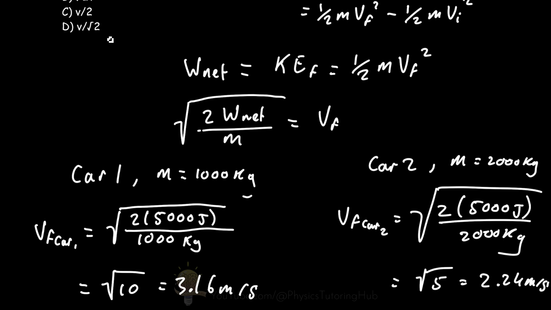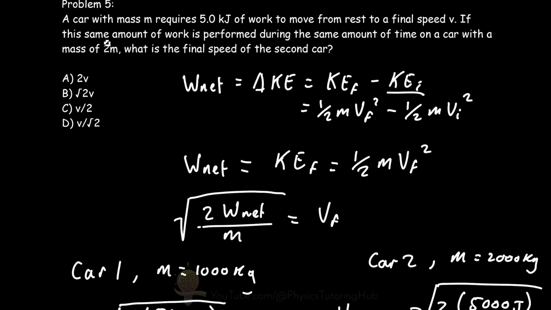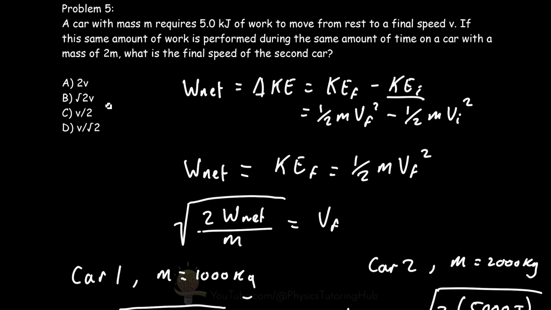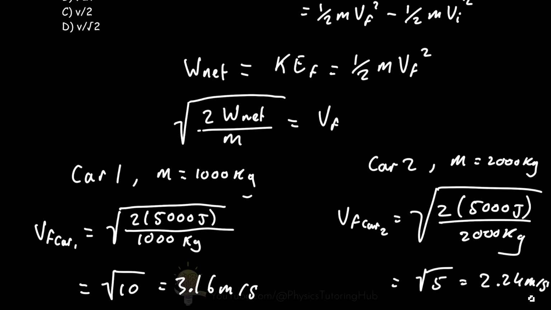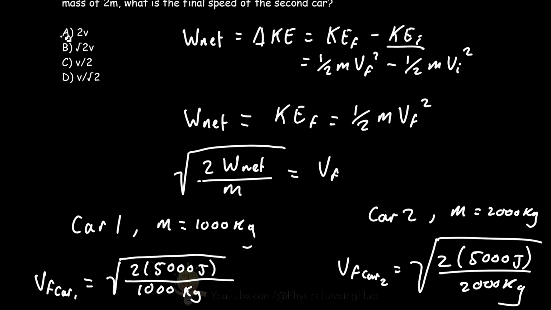So let's have a look at our answers up here. Now the final speed of the second car is not twice the speed of the first car. It has a lower value. So answer A is not correct. Now again, answer B is suggesting that the final speed of the second car is higher than the final speed of the first car by a value of root 2. So B is not the answer here.